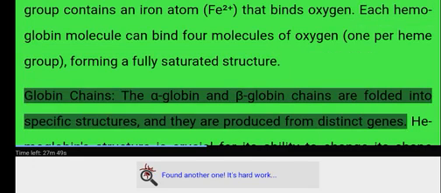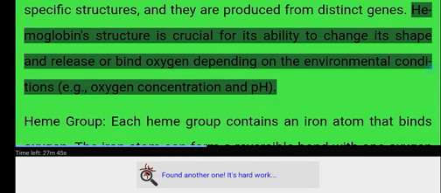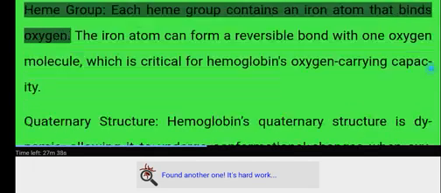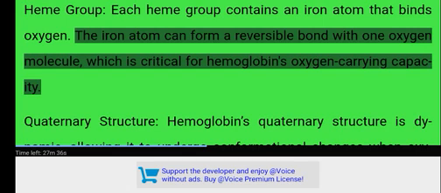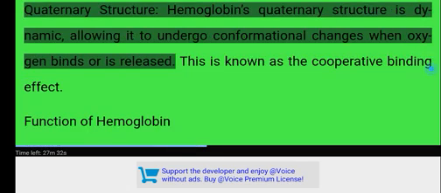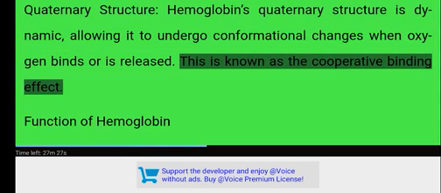Globin chains. The alpha globin and beta globin chains are folded into specific structures, and they are produced from distinct genes. Hemoglobin structure is crucial for its ability to change its shape and release or bind oxygen depending on environmental conditions, e.g., oxygen concentration and pH. Heme group. Each heme group contains an iron atom that binds oxygen. The iron atom can form a reversible bond with one oxygen molecule, which is critical for hemoglobin's oxygen carrying capacity. Quaternary structure. Hemoglobin's quaternary structure is dynamic, allowing it to undergo conformational changes when oxygen binds or is released. This is known as the cooperative binding effect.